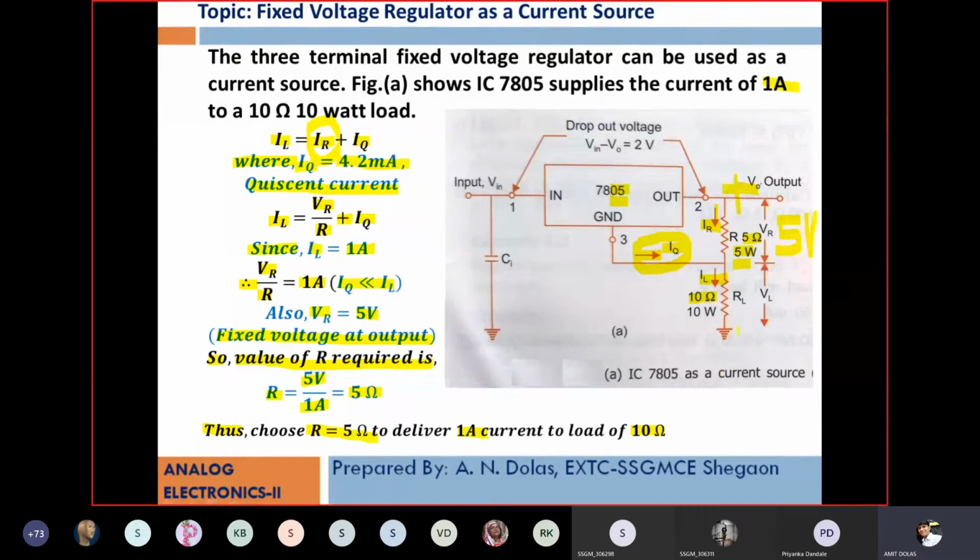So here the load resistance is fed by a current which has a value of 1 ampere. You can change this value by changing the value of resistance R with the help of these formulas and this logic. So in this way, this 7805 is acting like a current source to the load.